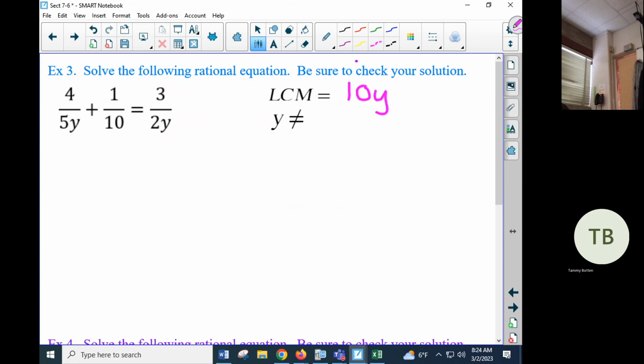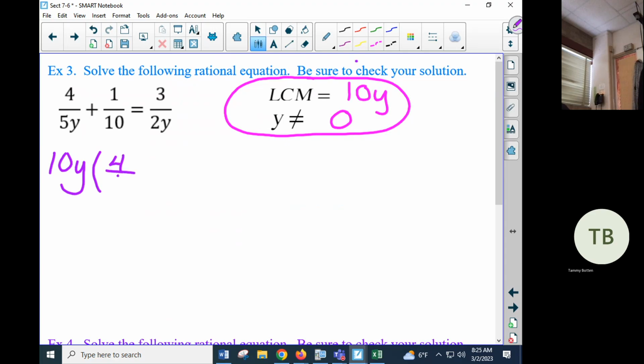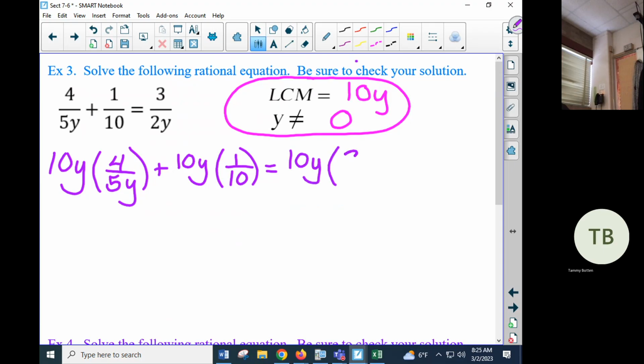Okay. Then it says, what can y not equal? And again, when it's just a plain y there with nothing added to it or subtracted, y can't be 0. So now what we're going to do is multiply 10y times this first fraction, and then 10y times the second fraction, and then 10y times this last fraction.